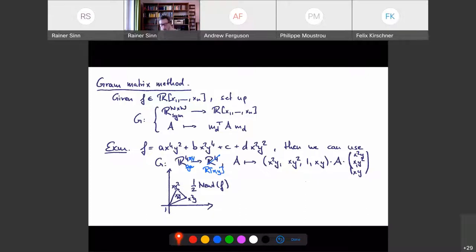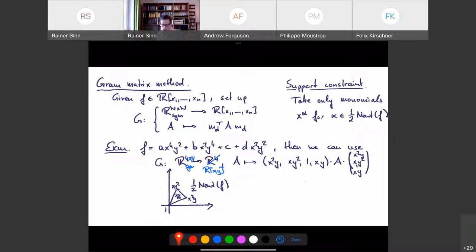Okay, so you only take those monomials that are in 1/2 the Newton polytope of F, which is this smaller triangle with the only lattice points being the origin, (2,1), (1,2), and (1,1), corresponding to these four monomials in X and Y. And then if F is a sum of squares, you can find a positive semi-definite 4x4 matrix A, such that this polynomial here will be equal to F. So you can use the sparsity information on this polynomial to make your Gram map a little smaller. Okay, so you can use the support constraint with this lemma from 2 slides ago, I think.